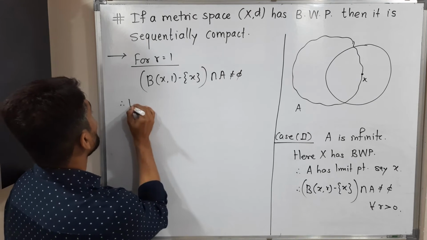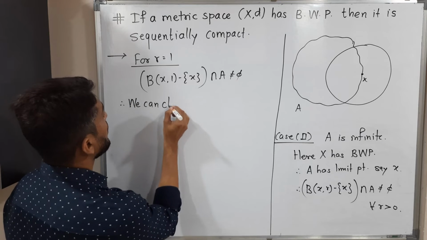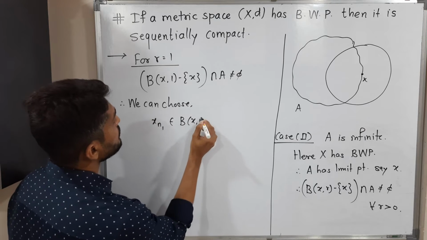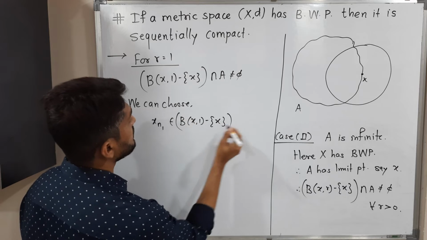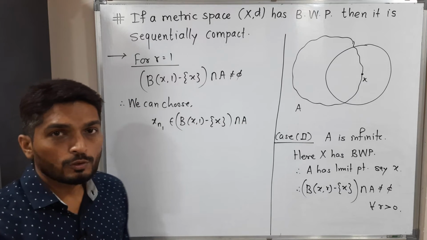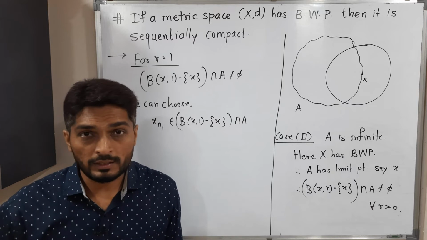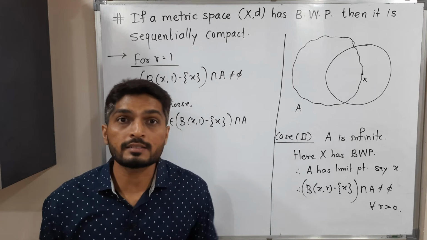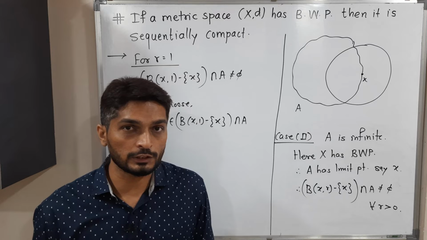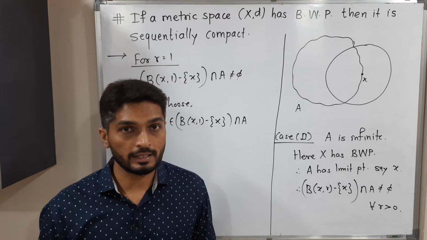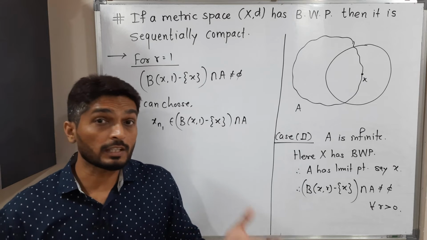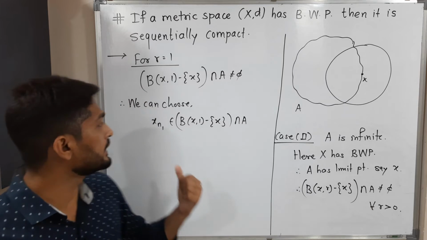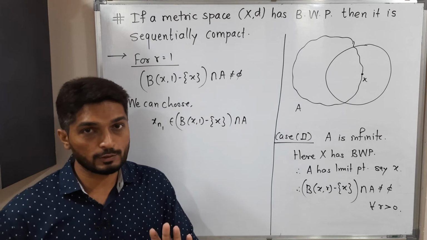So therefore I can choose one point, xn1, belonging to B(x, 1) minus singleton x, intersection A, right? Let me tell you why I am calling it xn1 instead of x1. Basically A means what? Do you remember? A is the range set of a sequence xn. We started with a sequence first, then I took the range set and that is A. So basically these are terms of the sequence only: x1, x2, x3 and so on. So I am taking one point, so that's why I should call it xn1, since it is a term of a sequence.